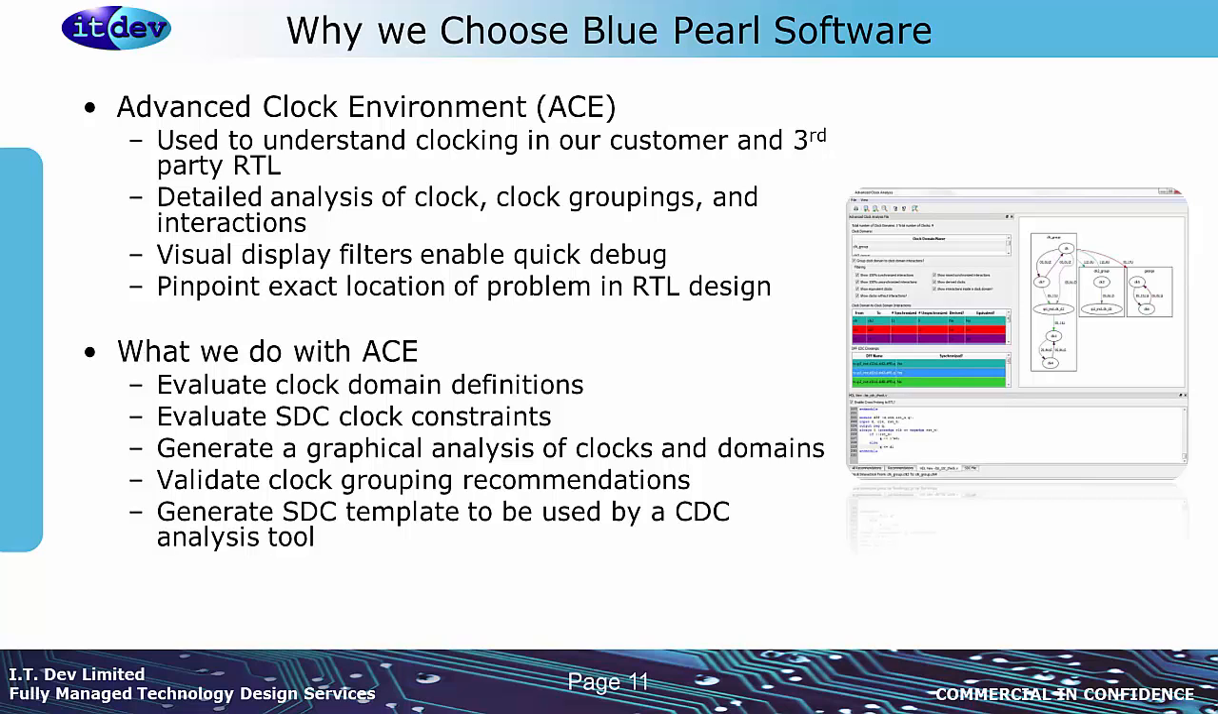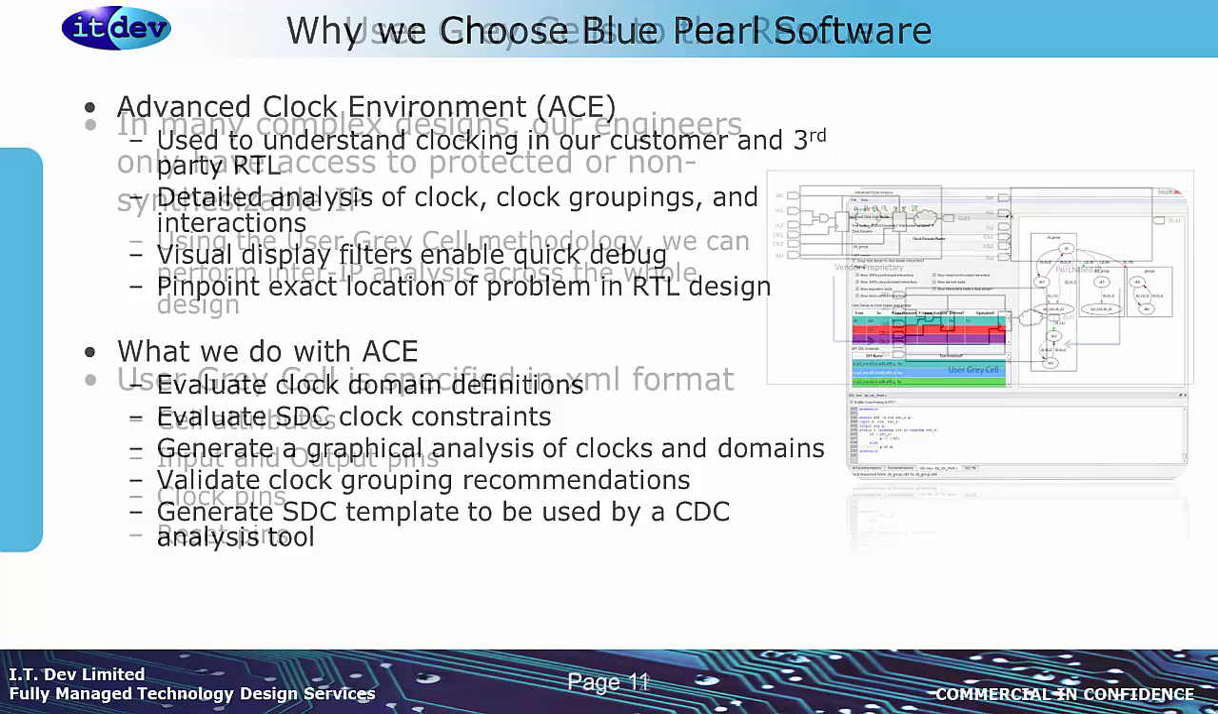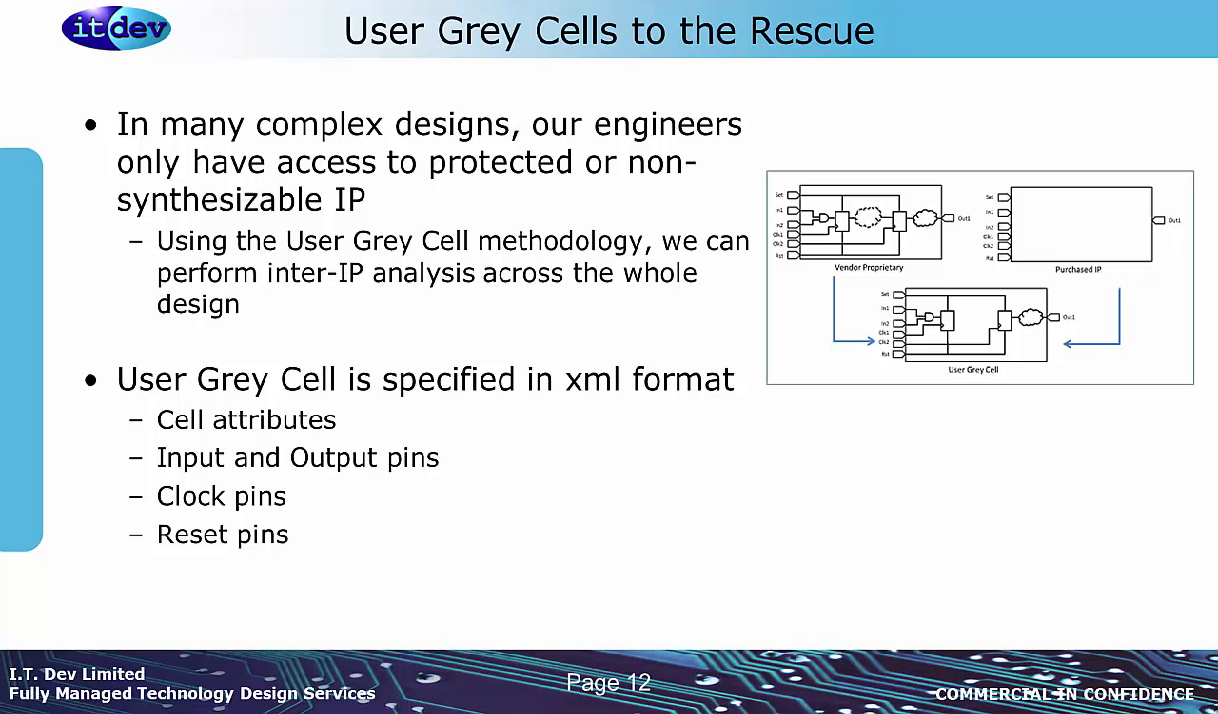This is great if you have the RTL, but what happens when the design contains encrypted IP, like that provided by the FPGA vendors and third parties? This is where our patent pending use of gray cells comes in. The user gray cell is a simple XML file that can be developed with just the core's datasheet and enables CDC analysis across the entire chip.